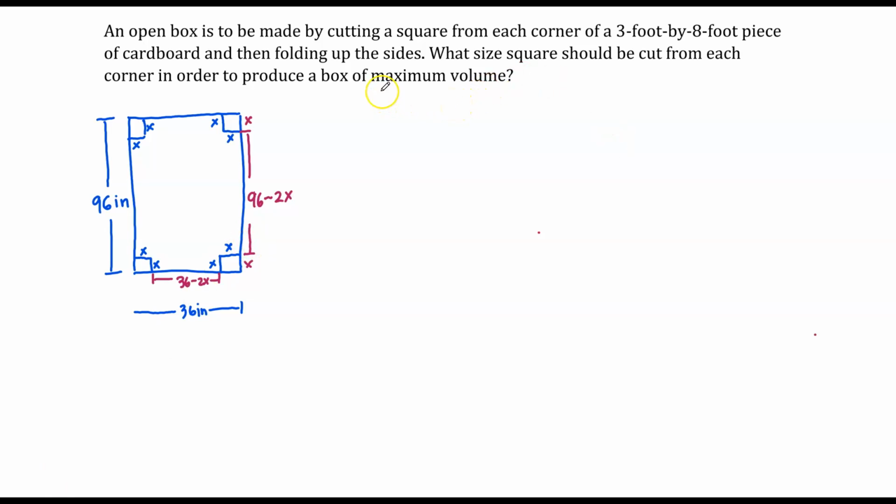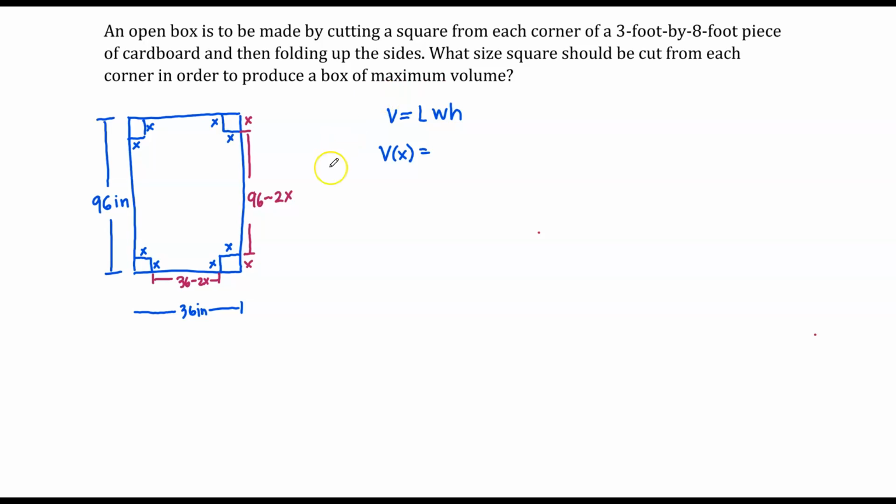Now in this problem, we want to find the maximum volume. You want to produce a box of maximum volume. That means you want to maximize the volume. So we go ahead and set up the equation for the volume. Volume is length times width times height. Now let's write the volume in terms of x.